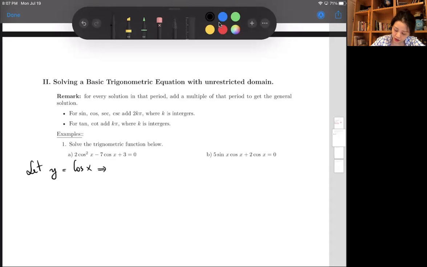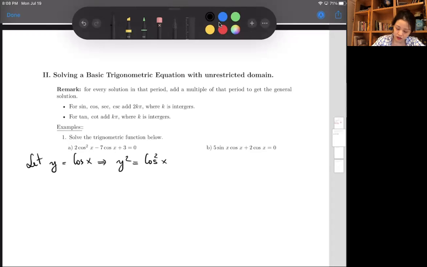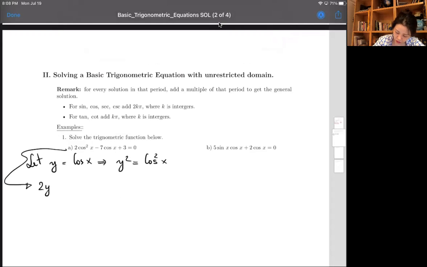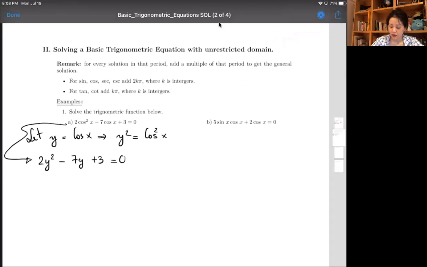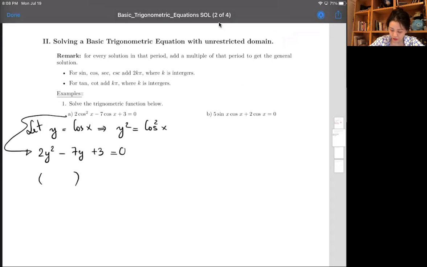This implies y squared equals cosine squared x. Then instead of writing the equation in terms of cosine, I'm going to write it in terms of y. So this equation becomes 2y squared minus 7y plus 3 equals 0. And I believe this is factorable, so we're going to factor it.